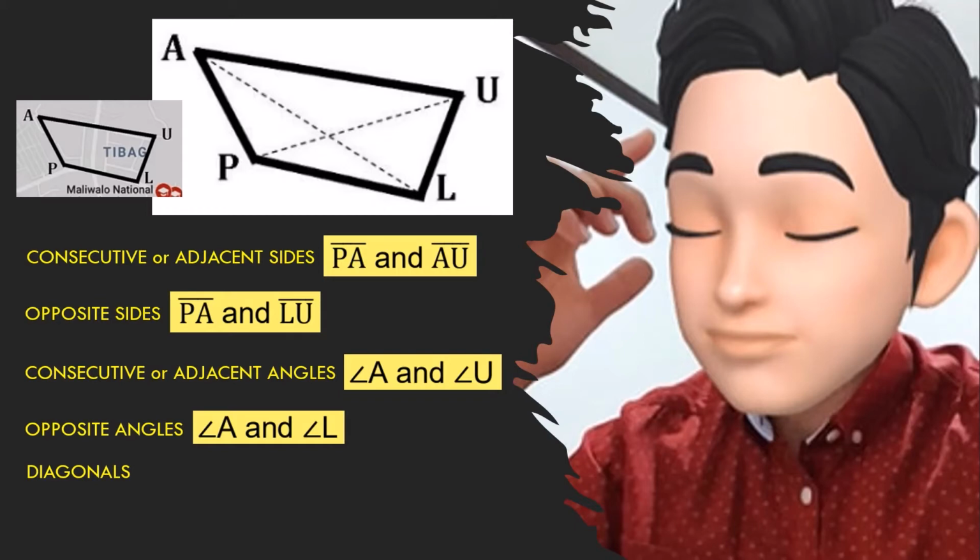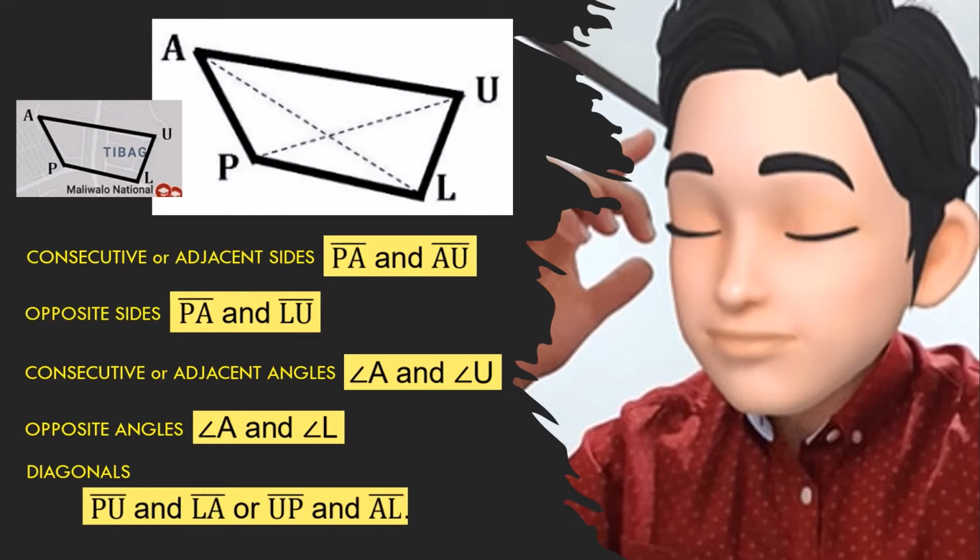Lastly, diagonals. Diagonals are line segments that are formed when you connect opposite vertices of a quadrilateral. In quadrilateral PAUL, diagonals are diagonal PU and diagonal LA. Did you get those important concepts? If not, master them and bear in mind those concepts, and as we progress in our discussion, you will still encounter them. Okay?